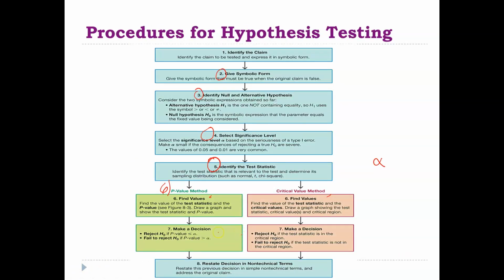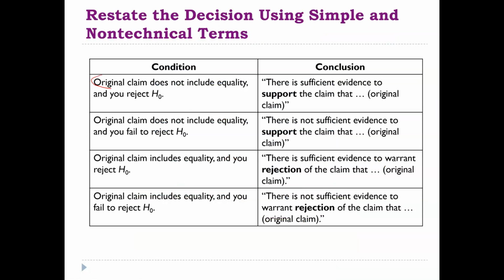Last step is to restate our decision about whether to reject or fail to reject null hypothesis using non-technical terms. Like if you were talking to someone who did not have a background in statistics and would not have a clue what the terminology is. When we rewrite our decision in human language, we need to pay attention to a few details. First, whether our original statement included the equal sign or does not include equality. And second, whether we reject or fail to reject the null hypothesis.